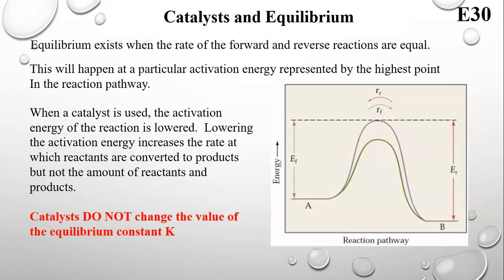So how fast a reaction goes and how far it goes from reactants to products are not related to each other. It can go very fast and reach equilibrium, or it can go very slow and reach that exact same equilibrium. So the catalyst increases the speed of the reaction, but it doesn't change where the equilibrium is for that reaction.